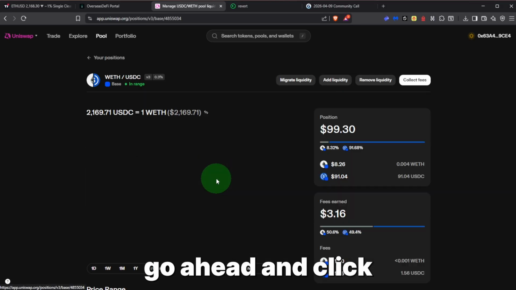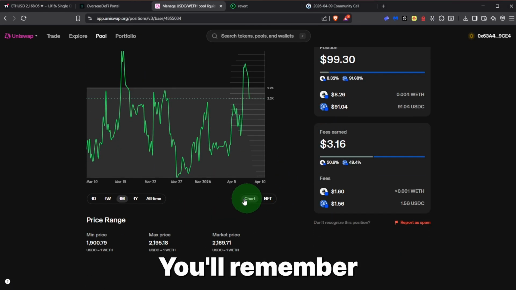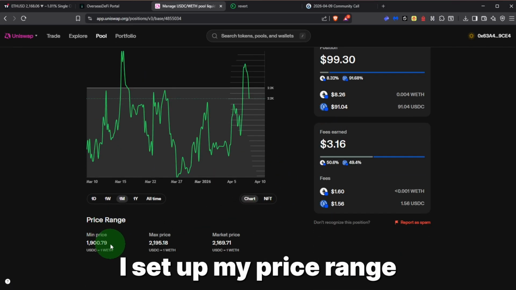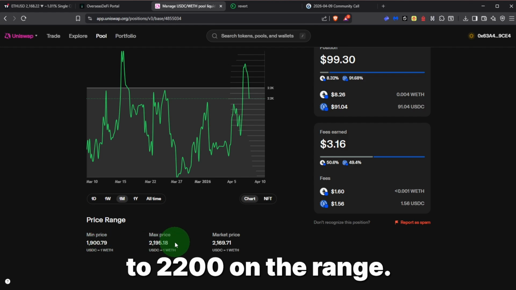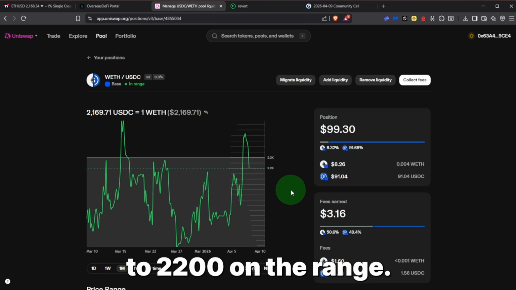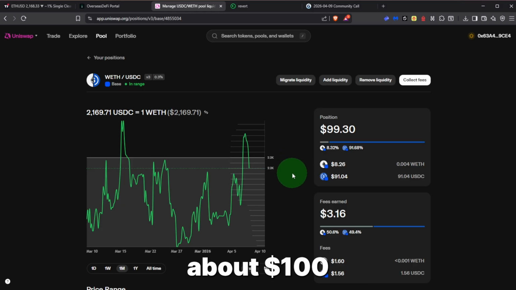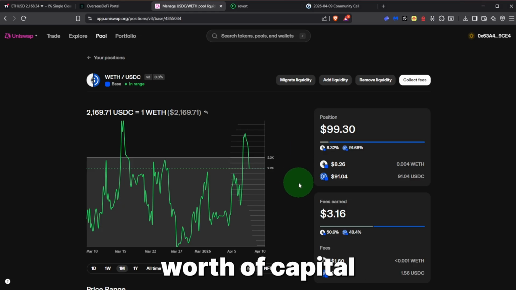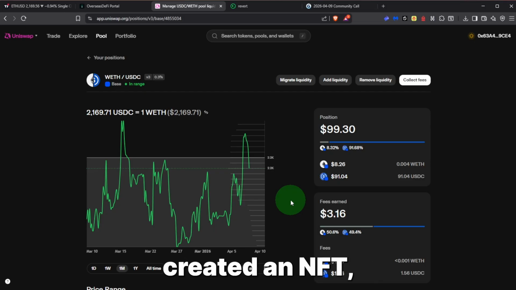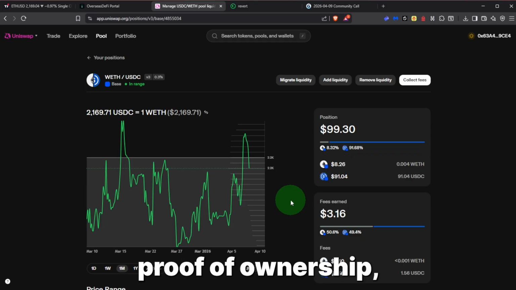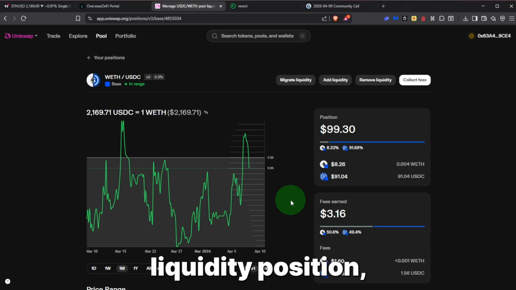So let's go ahead and click into the position. You'll remember I set up my price range from about 1900 up to close to 2200, and I deposited about $100 worth of capital into the position. If you remember, when I created this position on Uniswap, Uniswap minted an NFT and sent that to my wallet. So that's my proof of ownership, so to speak, with the liquidity position.